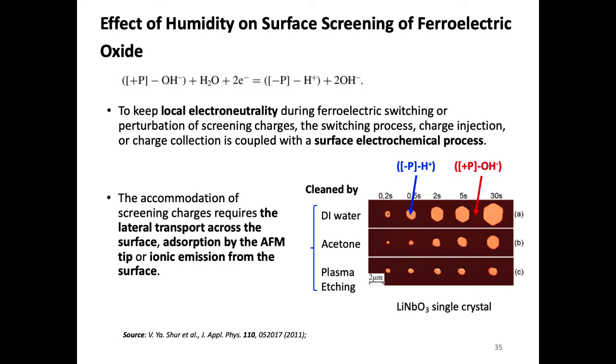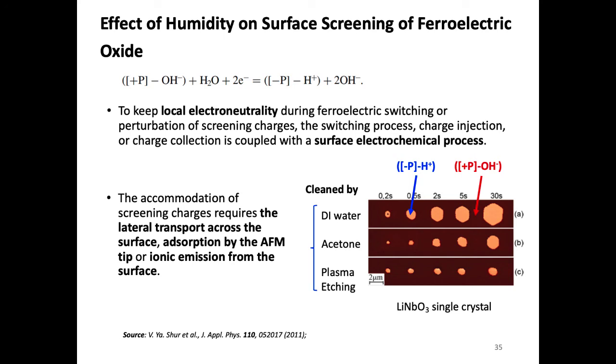So with this in mind, we can think that to keep local electron neutrality during ferroelectric switching or perturbation of screening charge, the switching process, charge injection, or charge collection is coupled with a surface electrochemical process.